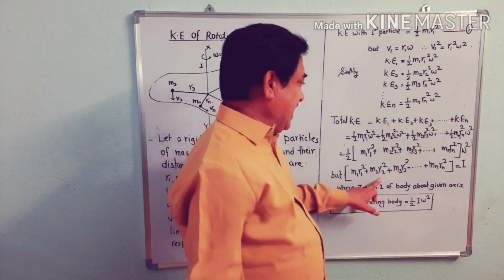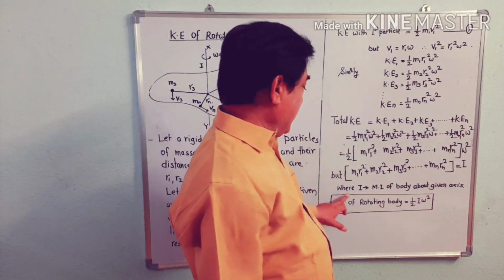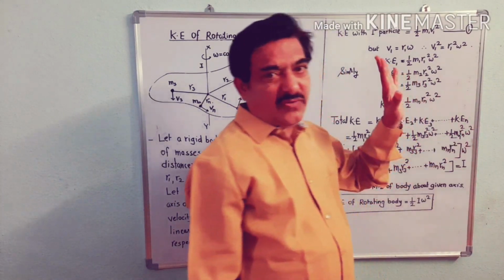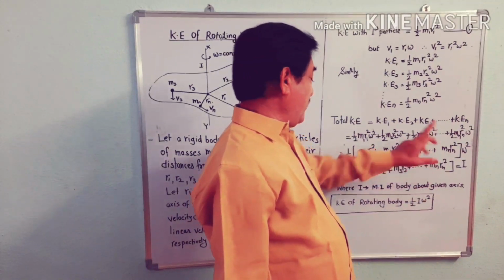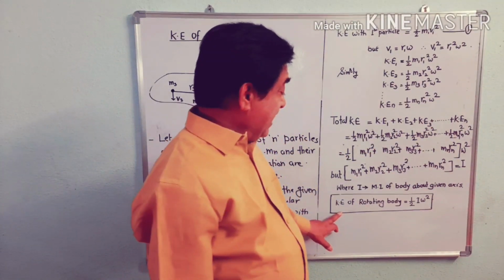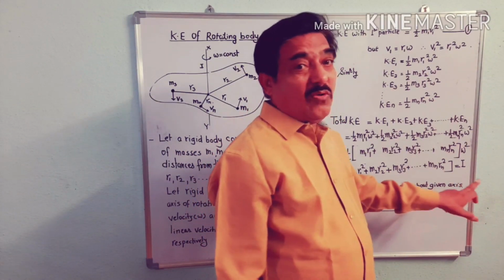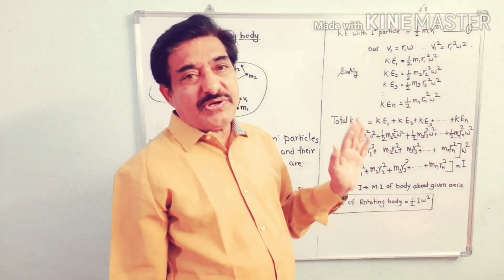So this bracket is equal to I, which is moment of inertia, where I is the moment of inertia of a body about a given axis of rotation. So if we substitute this value in the above equation, then the kinetic energy of a rotating body is equal to 1 by 2 I omega square. So this is the kinetic energy of a rotating body.